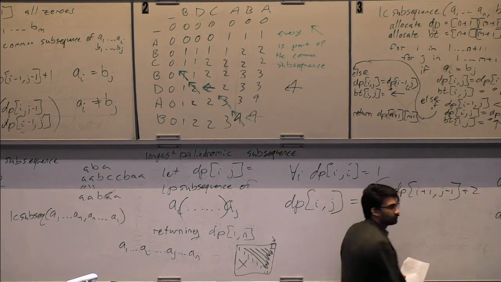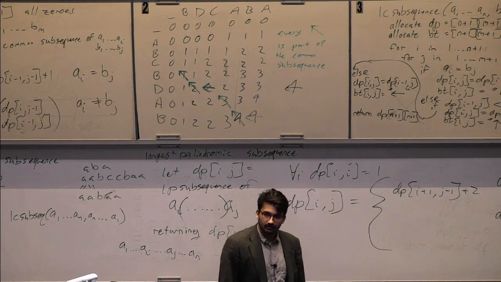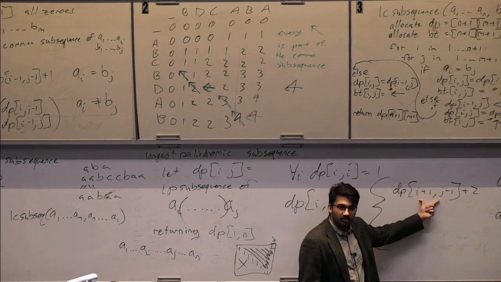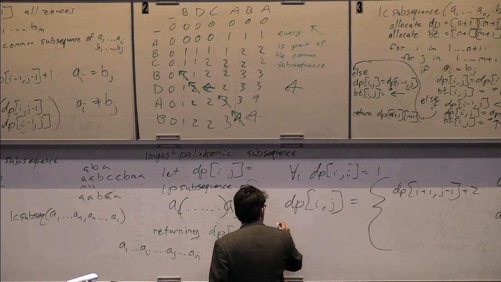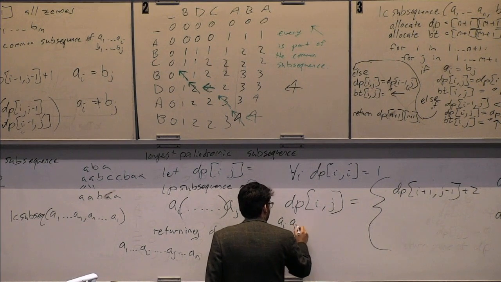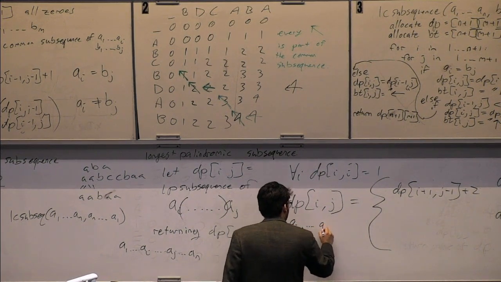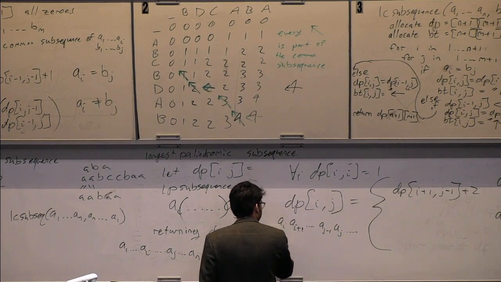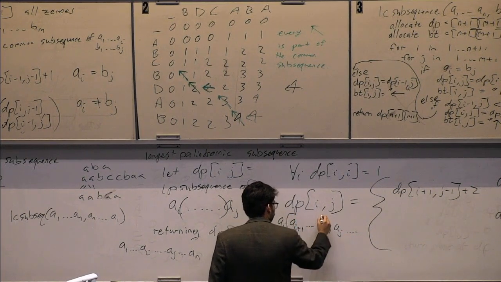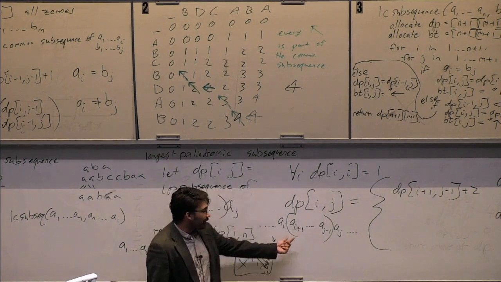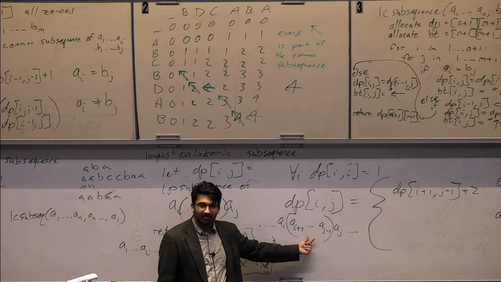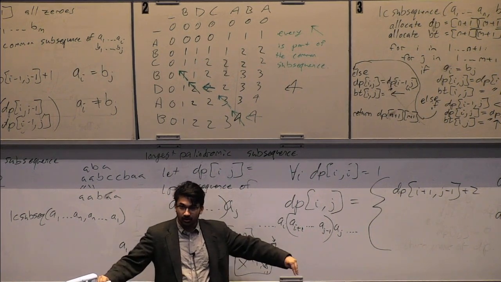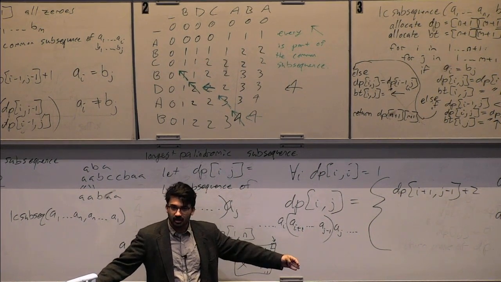Plus 2, because we add 2 letters. But the important part was actually not even the 2. That's a trivial detail. It's noticing this. Why? Because the string goes like AI, AI plus 1, AJ minus 1, AJ, right? So AI plus 1 to AJ minus 1 itself perhaps has a longest palindromic subsequence. So if you add 2 letters that are the same, you've increased the longest palindromic subsequence by 2.